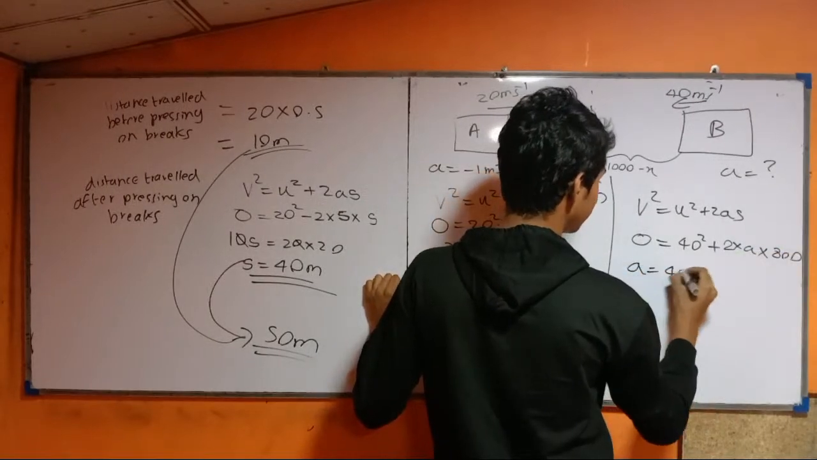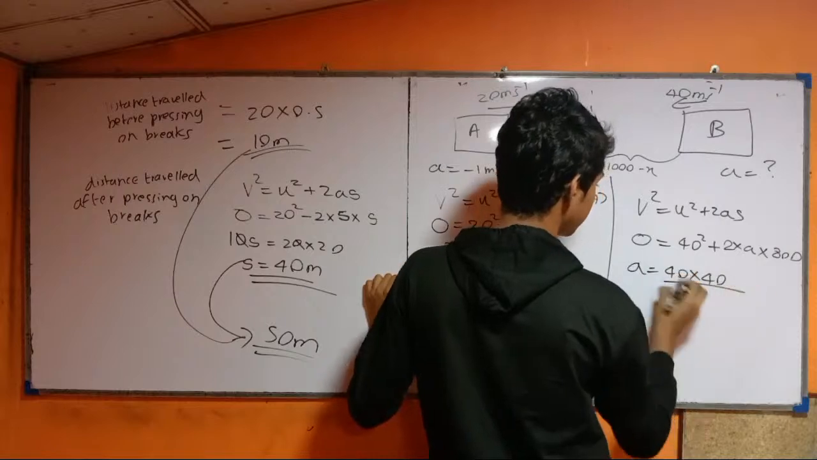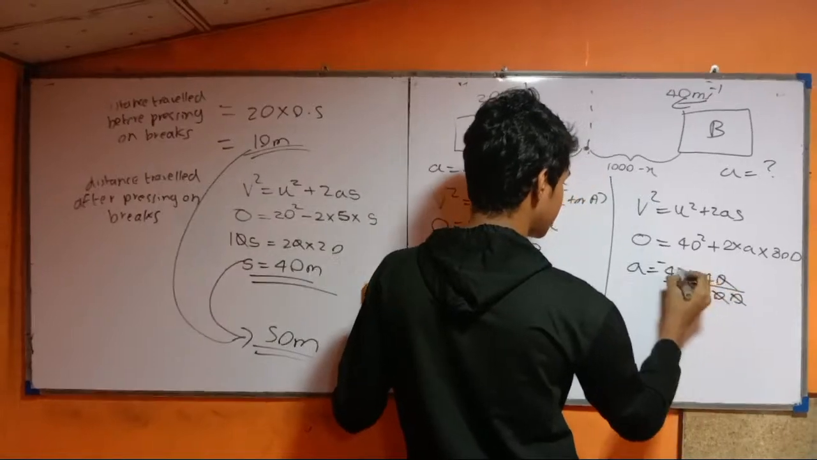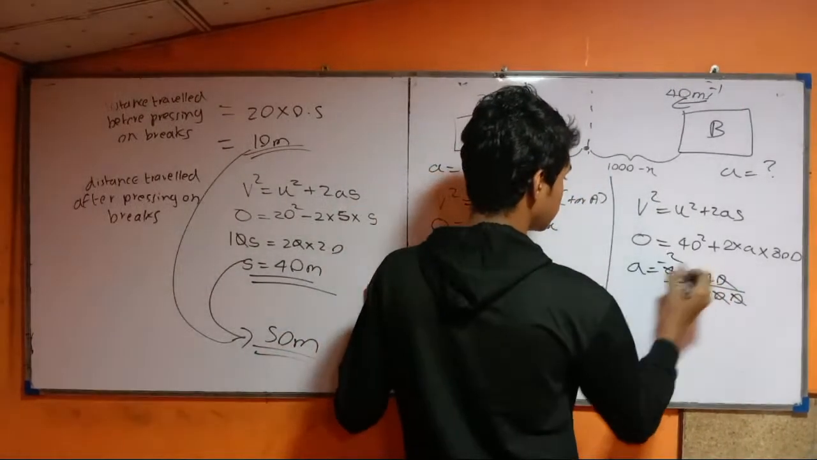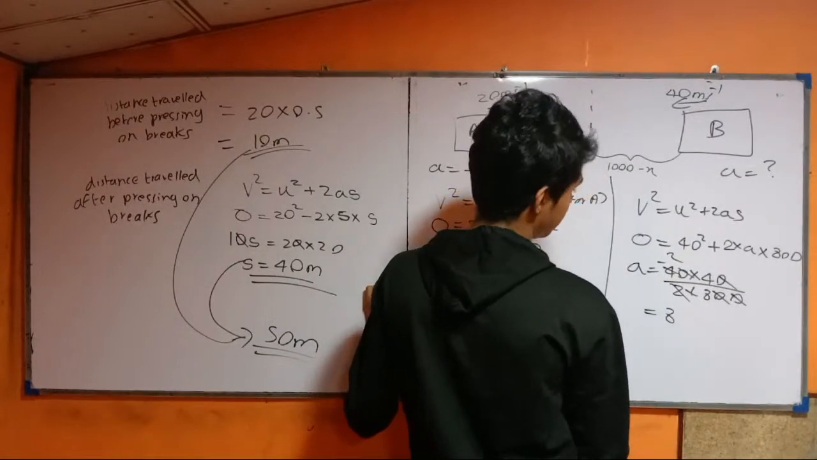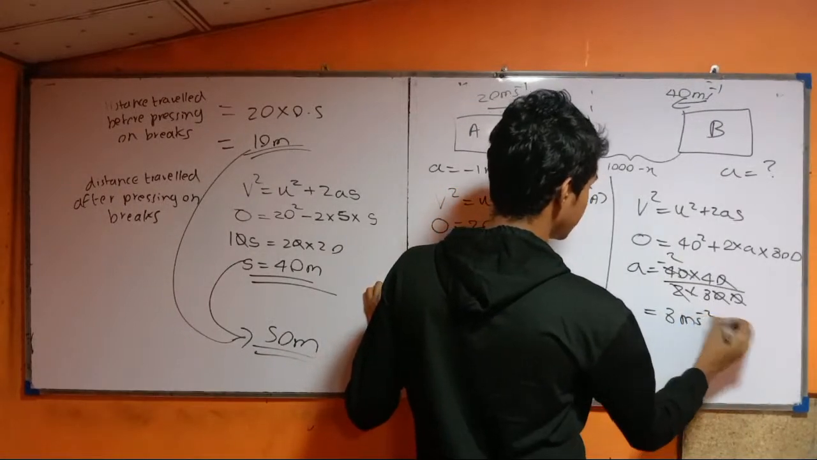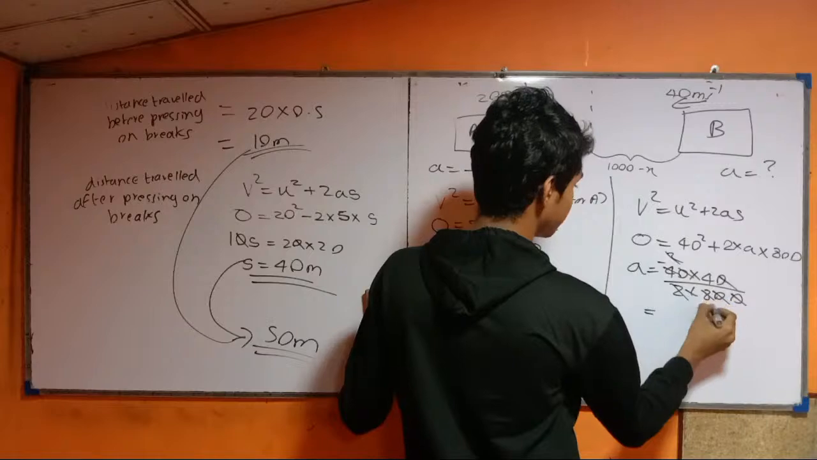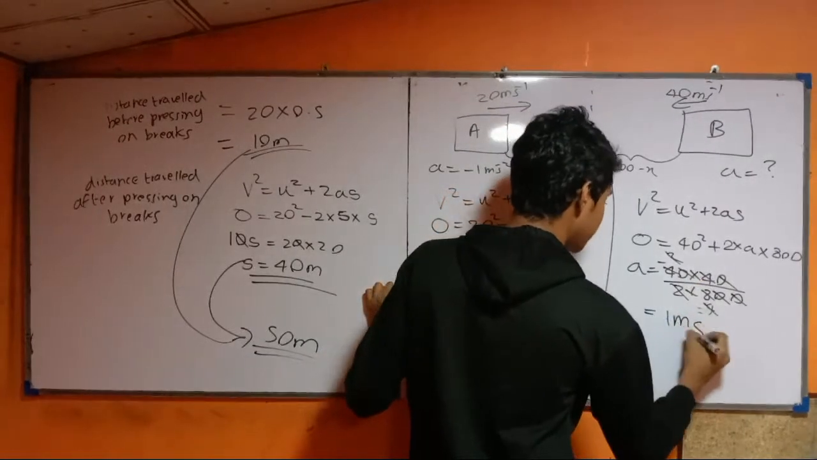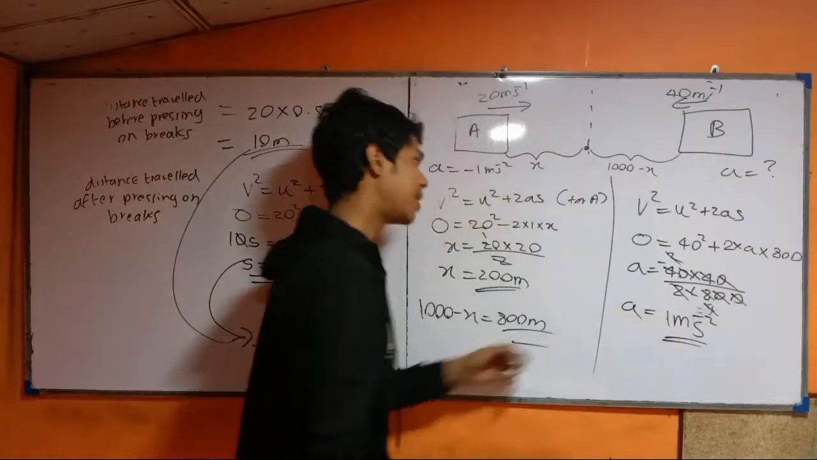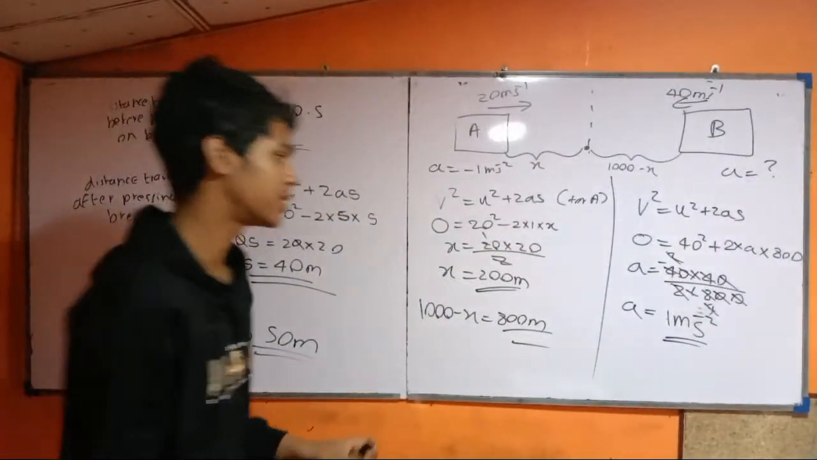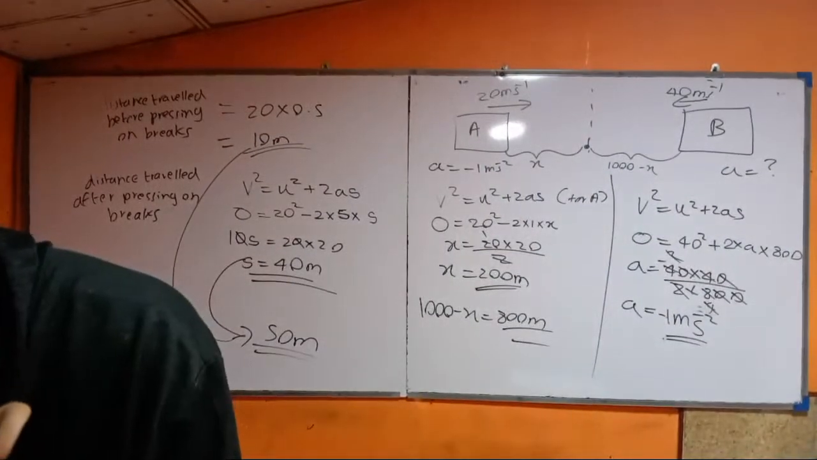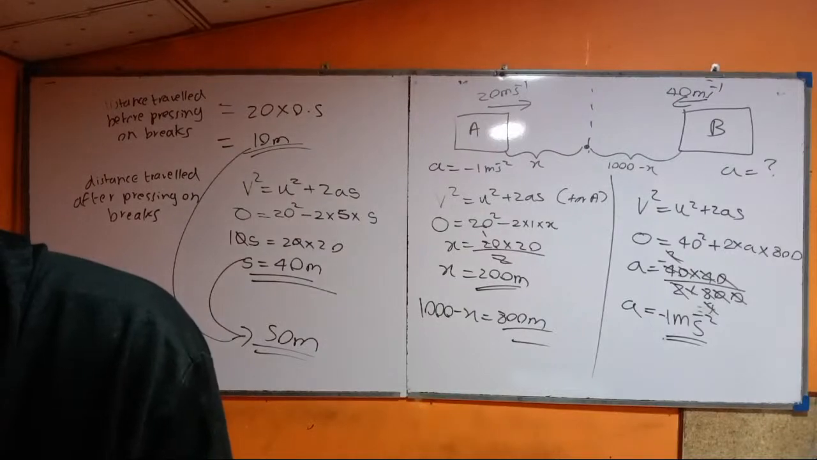So a is going to be equal to 40 into 40 divided by this minus. Then 2 into 800. The zeros cancel off. 2, 2 is going to be 8. Right? It's going to be 8 meter per square second. Sorry, I didn't see this. This one 2 cancels off, this one 4, this one 1. Then the other train is also going to be 1 meter per square second, minus 1 meter per square second. Answer number 1.